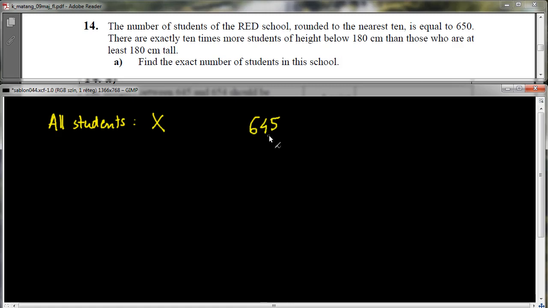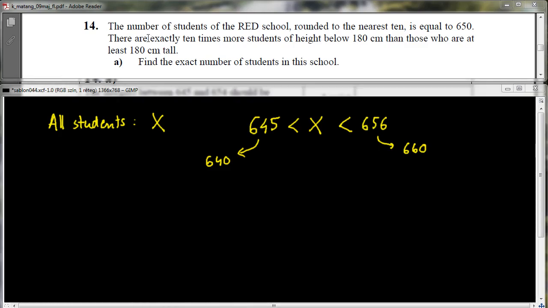So, for example, it must be more than 645, because 645 is rounded to 640, so x must be greater than 645, but it must be less than 656, because 656 is already rounded to 660 and not to 650. Alright, so this is the interval. x must be inside this interval. Alright, so let's move on.